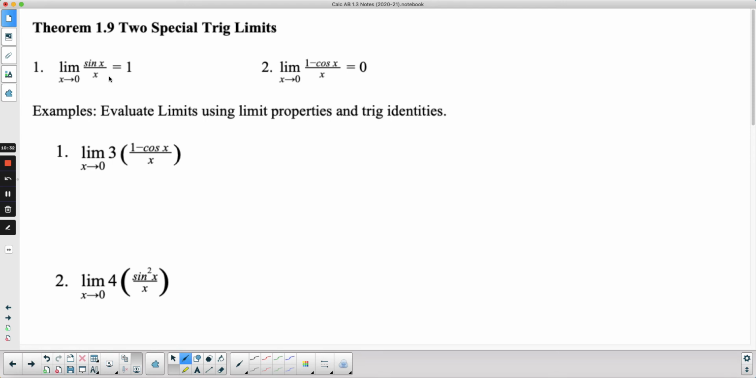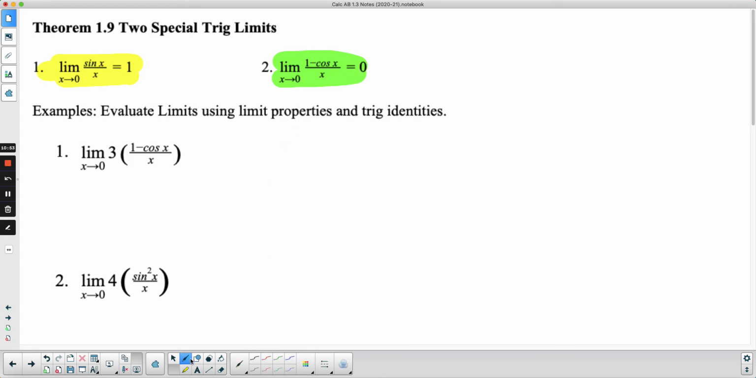But these are two limits you're going to have to memorize. They're always going to be this way. The limit as x goes to 0 of sine of x over x equals 1. And then the second one is the limit of 1 minus cosine x over x as x goes to 0 equals 0.